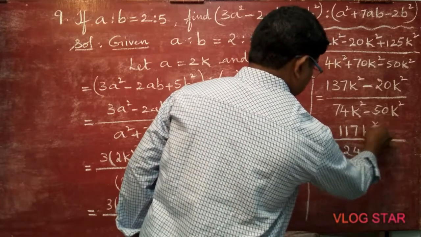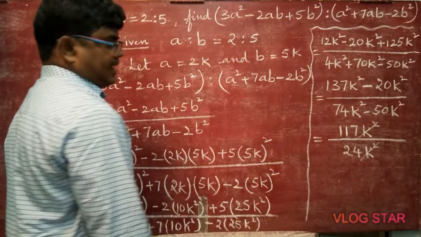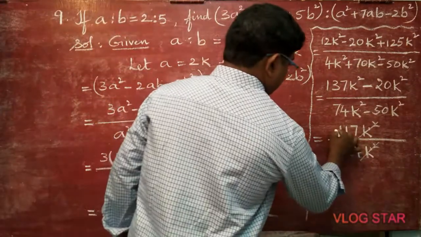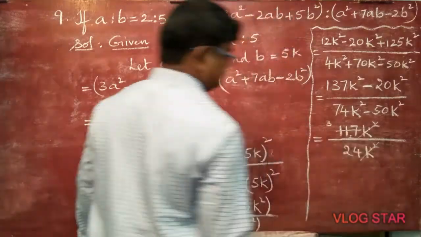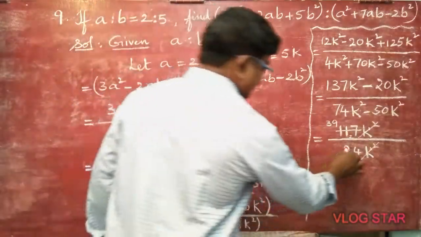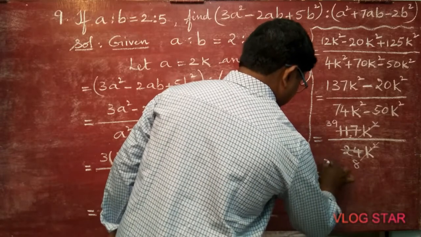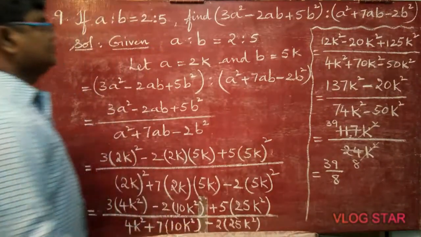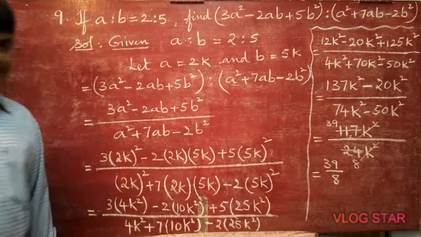K square cancel. Are you able to follow? K square cancel. 3 table cancels. 3 3s are 9. 2 remaining. 3 9s are 27. Here 3 cancels. 3 8s are 24. So what is the answer? 39 by 8. So we got the value 39 by 8.